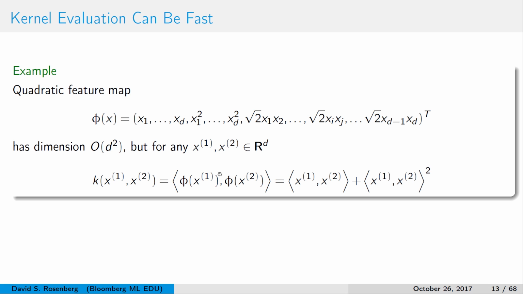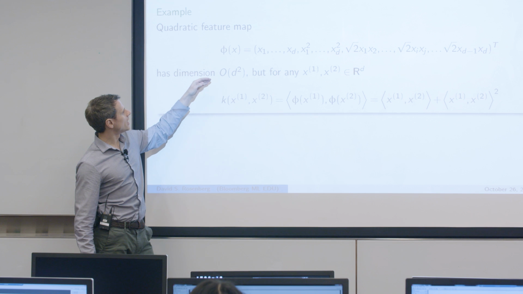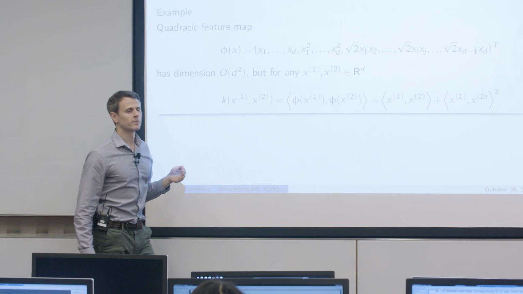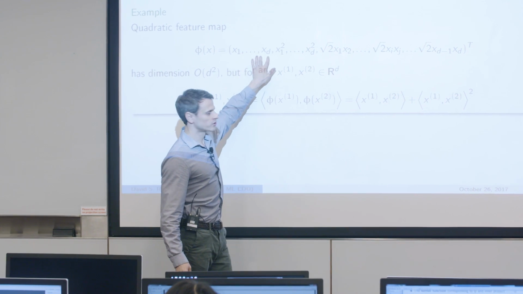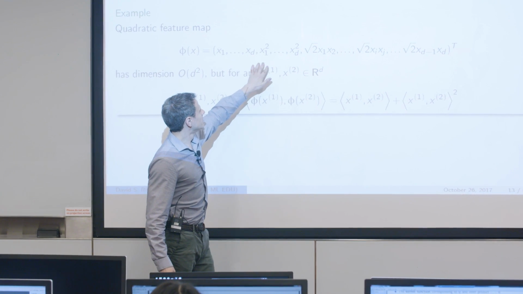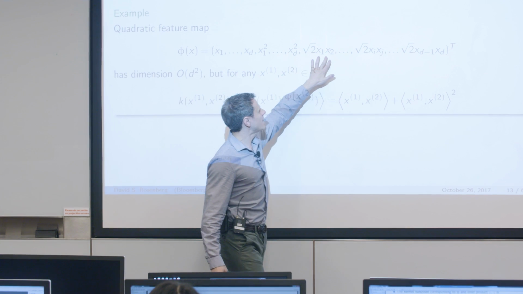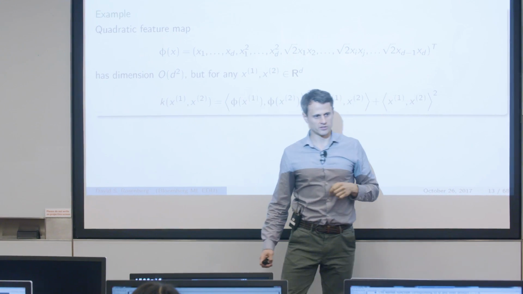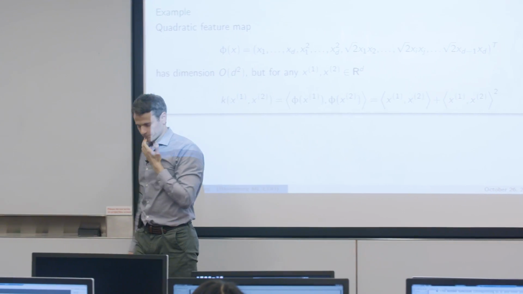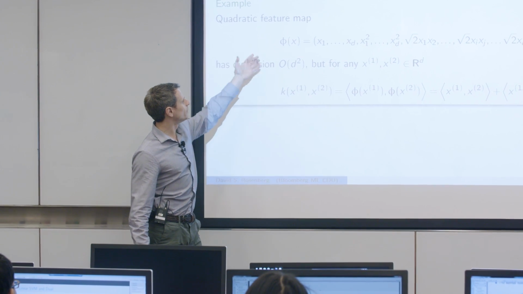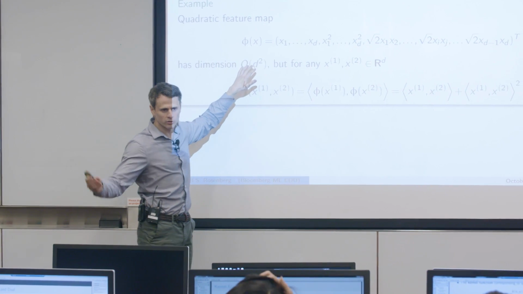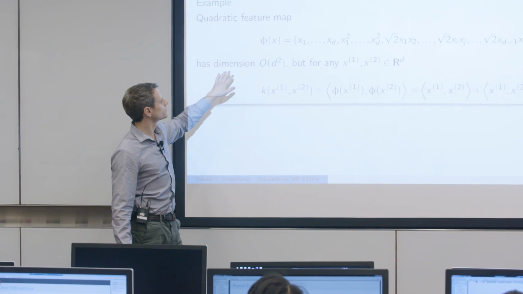A quadratic feature map. Our input x is a vector from x1 to xd. So our original input space is still a nice space, d-dimensional vector space. And now we make this quadratic feature map where we have the original input features, and then we have all the square terms, and then we have all the interactions between all pairs of those features. All right. So how big is this feature vector? Order of d squared dimensions.